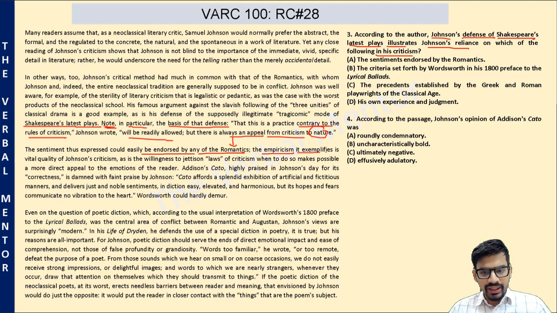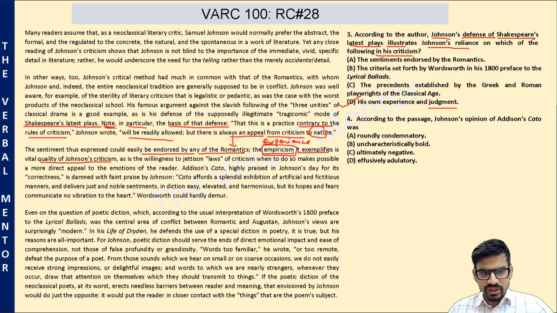The empiricism it exemplifies is the vital quality of Johnson's criticism. So what is the vital quality? Empiricism. Empiricism means experience-based approach. Okay. So Johnson relied on which of the following? His own experience, which means option D is the only choice that comes even close. Option D. Where does this come from? His own experience and judgment.